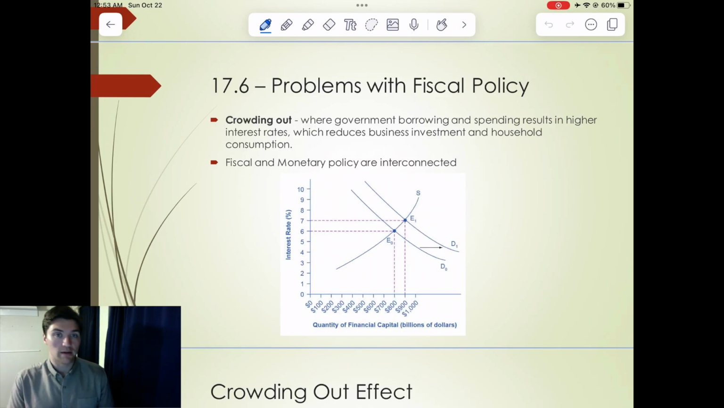Now let's talk about the problems with fiscal policy. So the biggest problem is going to be crowding out. Crowding out is where government borrowing and spending results in higher interest rates, which reduces business investment and household consumption. This is kind of where fiscal and monetary policy need to be interconnected.